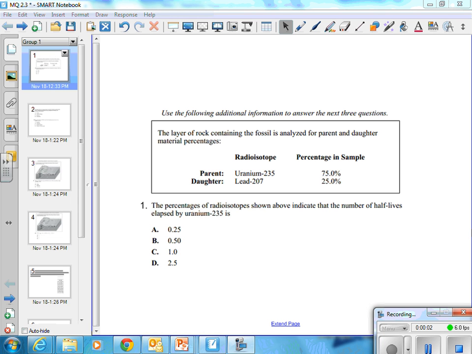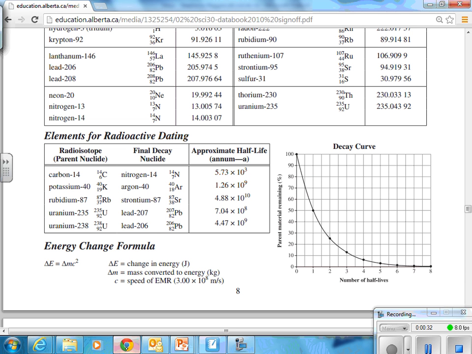Okay, question 1, it says the percent of radioisotopes shown above indicate the number of half-lives elapsed by uranium-235 is what? So they're giving us the parent sample and the daughter sample. Remember that you're always using the value of the parent sample. If they only gave us the daughter sample, then we would subtract 25 from 100 to get 75. So we know the parent sample has 75% remaining.